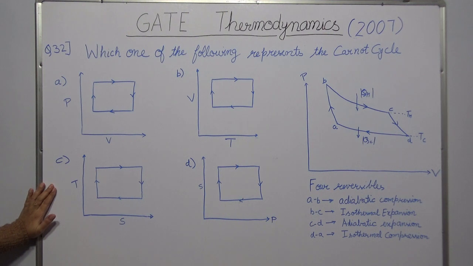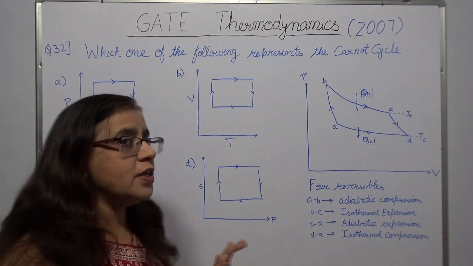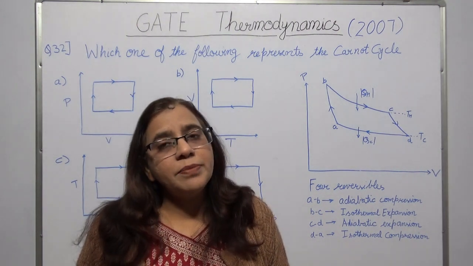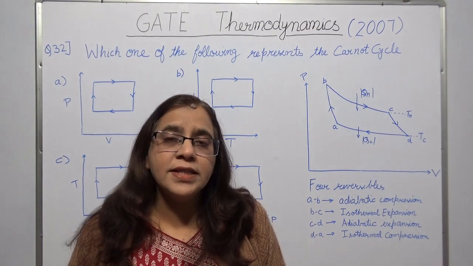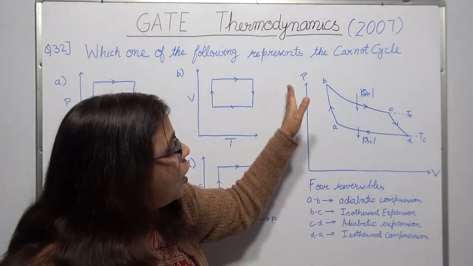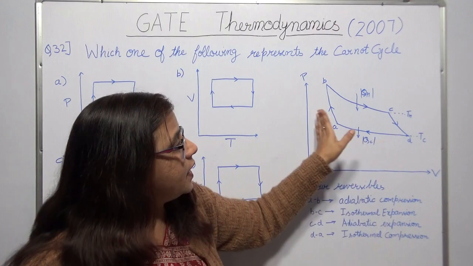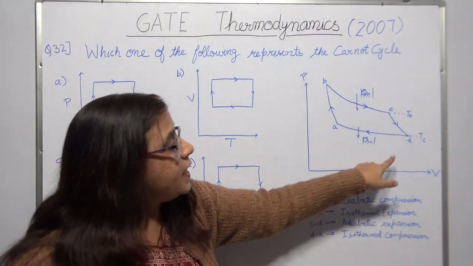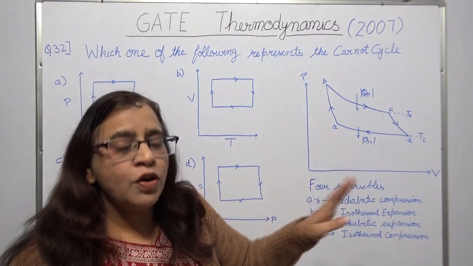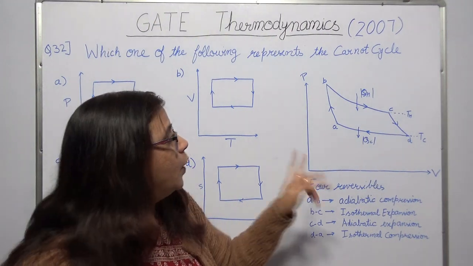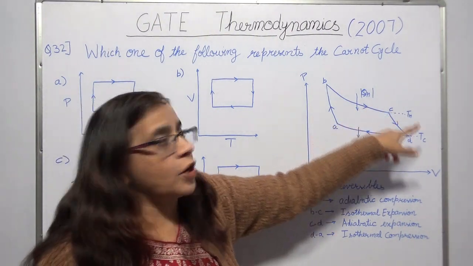So you all know that a Carnot engine operates between two thermal reservoirs. The high temperature thermal reservoir is known as source and the low temperature thermal reservoir is known as sink. Okay. So on PV plot, your Carnot cycle looks something like this. It is made up of four reversible processes. Okay. So there are four reversible processes.